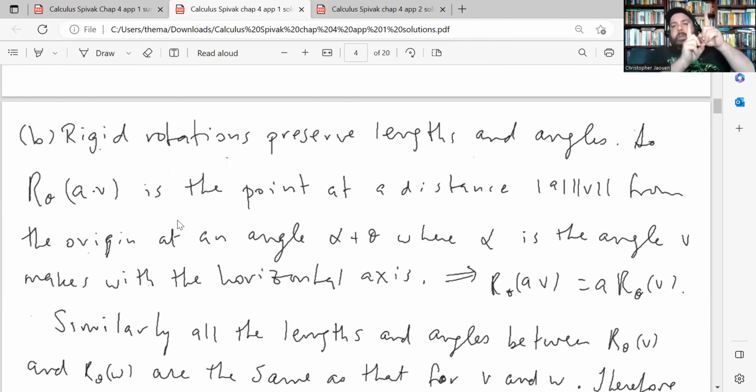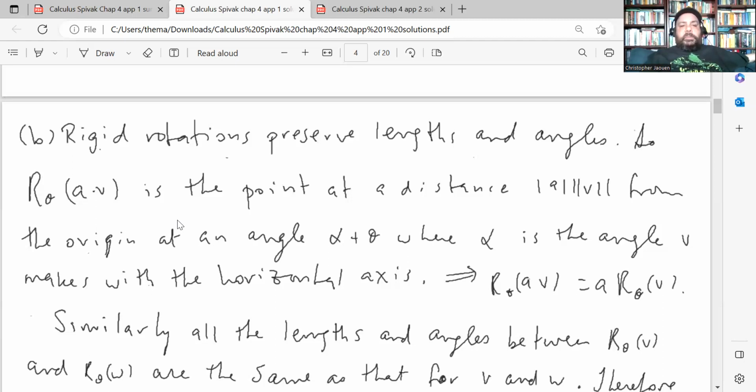And if you have two line segments that meet at an angle theta, and you rotate them through an angle alpha, the relationship stays the same, right? So if you look at the rotation of the vector a v, it's the point at a distance, absolute value a times the length of v. And that's because, if you have vector v and you rotate it through an angle theta, again, like we just said, it doesn't change the length of the vector, right?